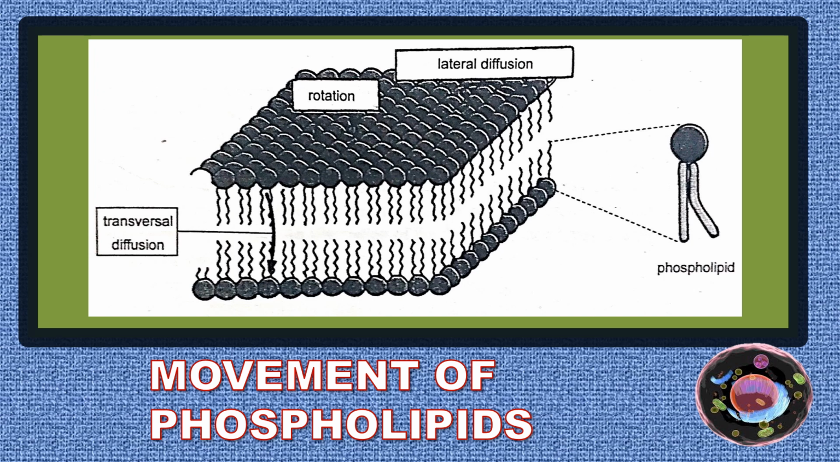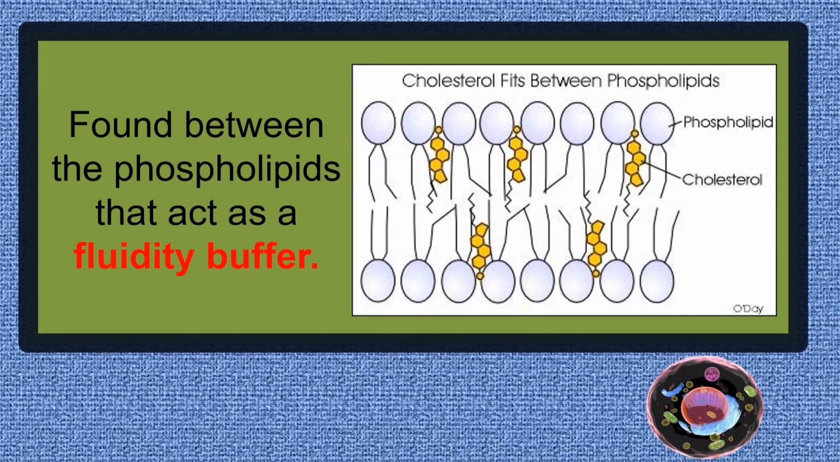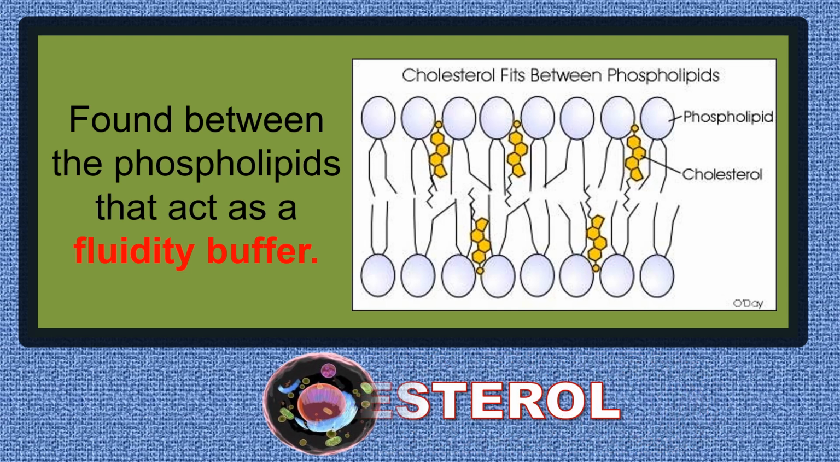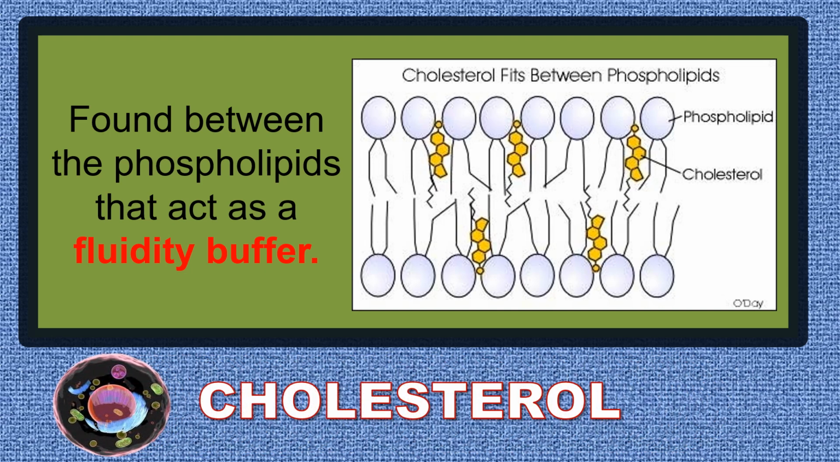It can also move from the inner layer to the outer layer or vice versa through transversal diffusion or flip-flop diffusion. Take note that transversal diffusion occurs the least. The next type of lipids located in a cell membrane is cholesterol, wherein they are found between the phospholipids that act as a fluidity buffer.